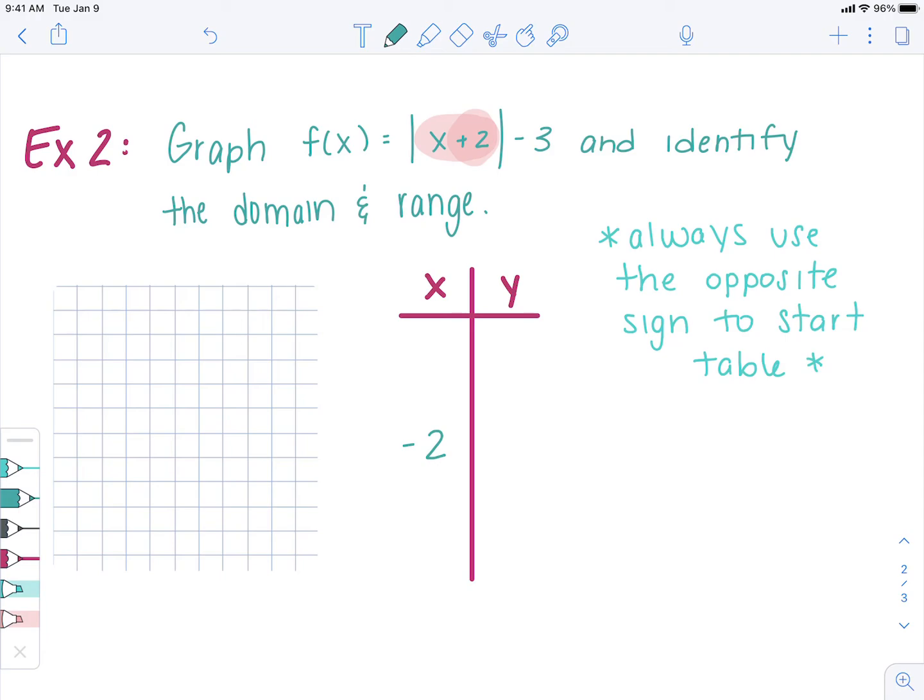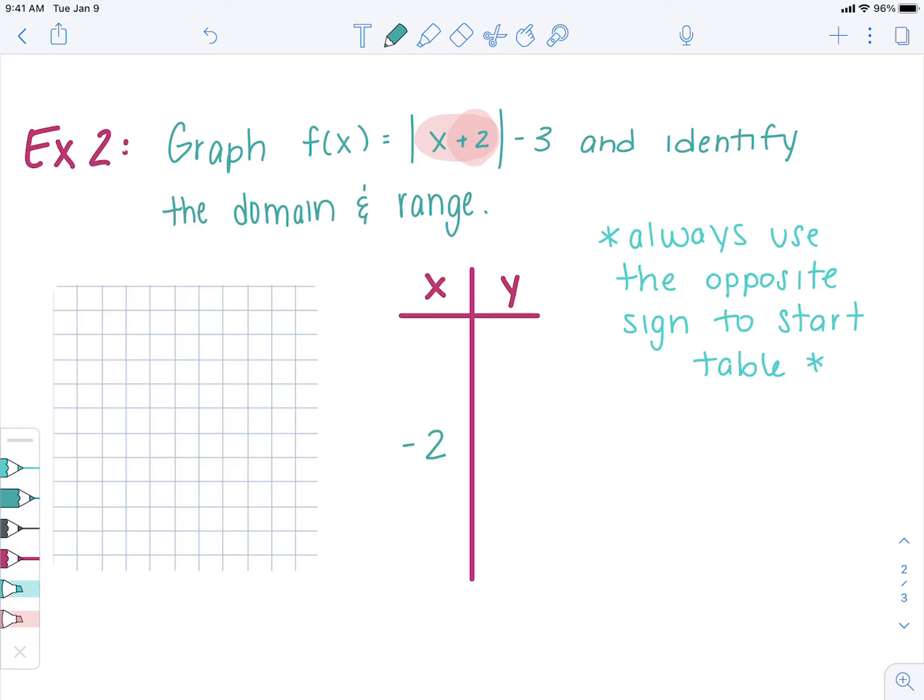And then I'm going to just pick numbers on either side. Before, I wasn't adding anything, I was adding 0 to my x, so that's why the middle of my table was 0. Here, since I'm adding 2, I want to use the opposite, -2. If I was subtracting 5, I would put a +5 in the middle of my table. If I was adding 7, I would put a -7 in the middle of my table.